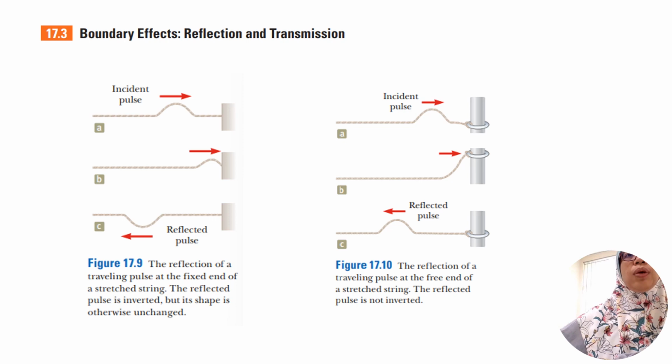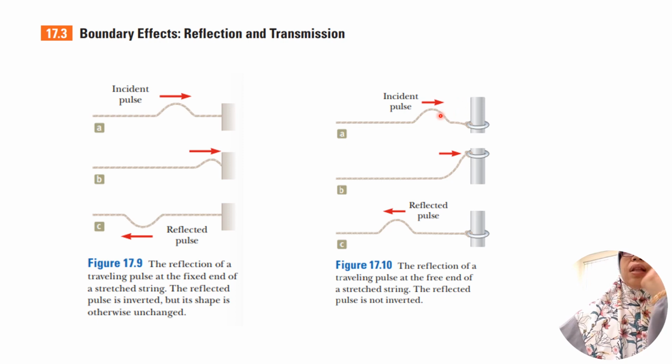This is a case where a wave can be reflected, and we're going to see what will be the product of reflections. Over here, we have two types of reflection. One is where the end part is a fixed end. We call it a fixed end. The other, in figure 17.10, is a free end.